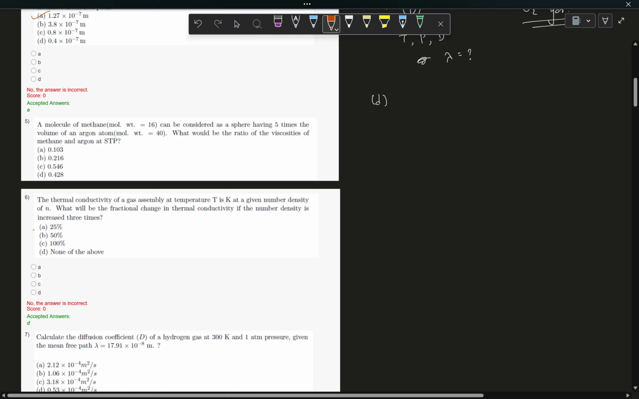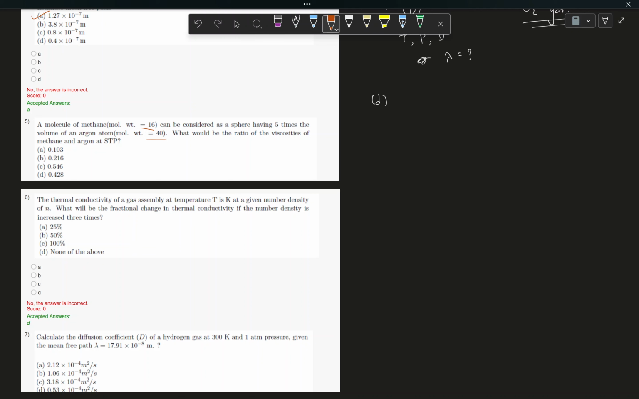Then let us move on to question number 5, where it is asked that a molecule of methane has a molecular weight 16, can be considered as a sphere having 5 times the volume of an argon atom, which has a molecular weight of 40. Sorry, this is not molecular weight, they mean to say molar weight. That means the weight for 1 mole of that particular element. That means 1 mole of methane has 16 gram of weight, and 1 mole of argon has 40 gram of weight. Again, remember that while doing the calculation you need to convert it into kg.